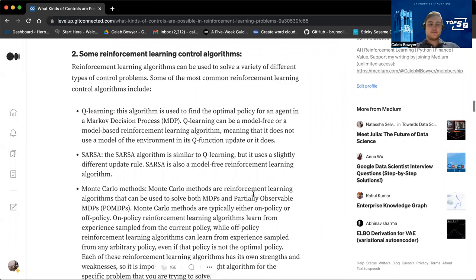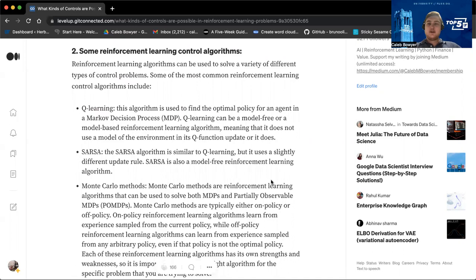For SARSA, it's a misconception in the literature that this is its own thing. It can be made to fit the TD learning framework. So SARSA is very similar to TD learning, and it could be thought of as a special case of TD learning.